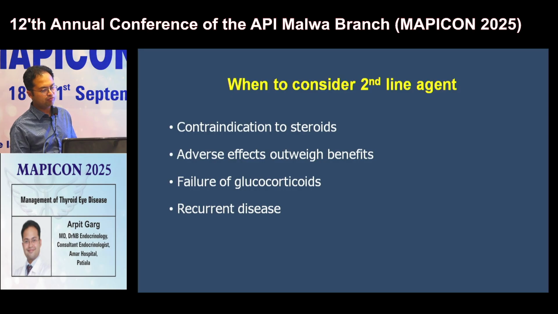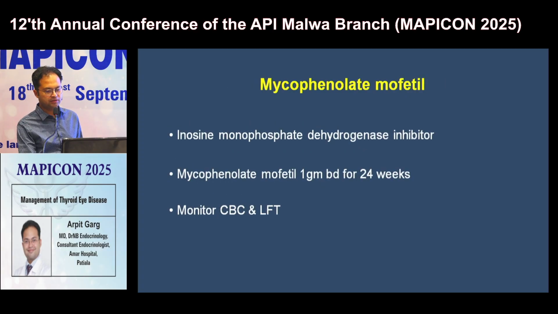Two, adverse effects outweigh the benefits, like some patients are having uncontrolled diabetes, and you cannot prescribe IV steroids because otherwise the blood glucose levels will surge too much. Three, failure of glucocorticoid therapy, and four, recurrent disease. In such scenarios, you should consider second line therapies.